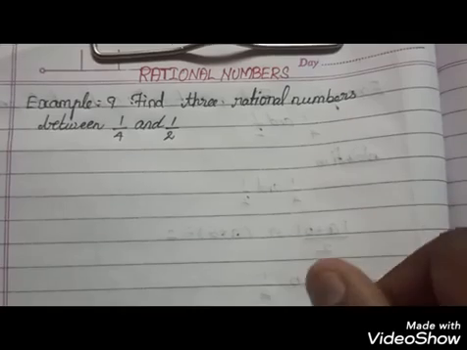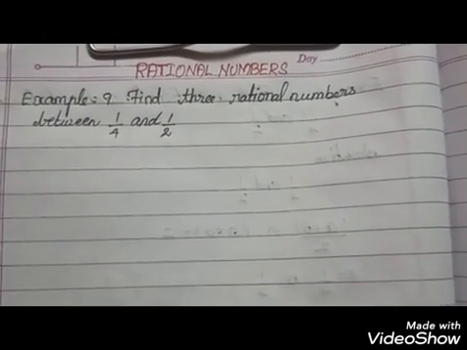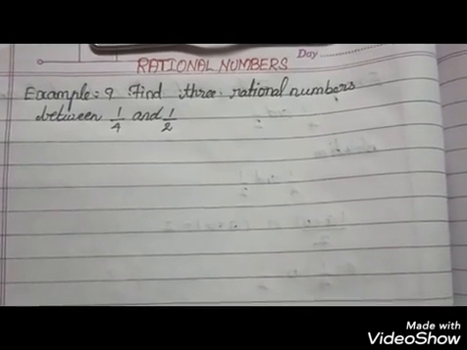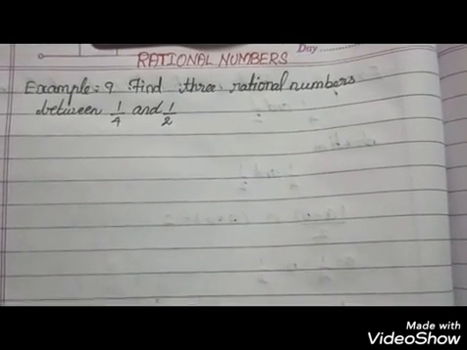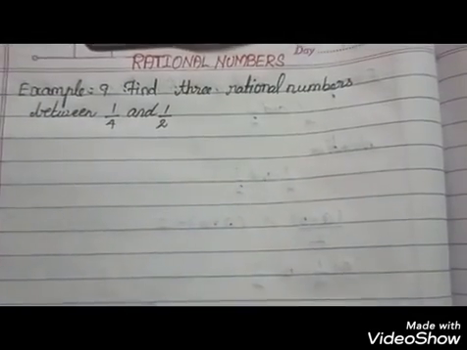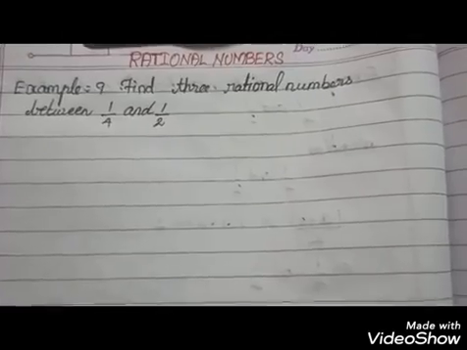Find 3 rational numbers between 1/4 and 1/2. So here I have to use the average method to find the first rational number, second rational number and third rational number, because we need to find 3. So that's why I mentioned first, second, third. Okay, now we see the solution.